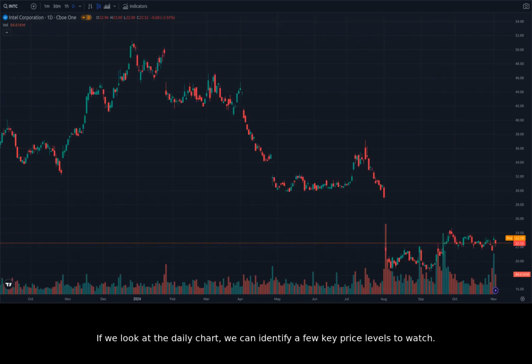If we look at the daily chart, we can identify a few key price levels to watch. The $22.50 level has been a strong support level in recent weeks, holding the price from further decline. If the price breaks below this level, it could signal a further downward move. On the other hand, the $25 level has been a major resistance level in the past. If the price breaks above this level, it could suggest that the bearish trend is reversing.